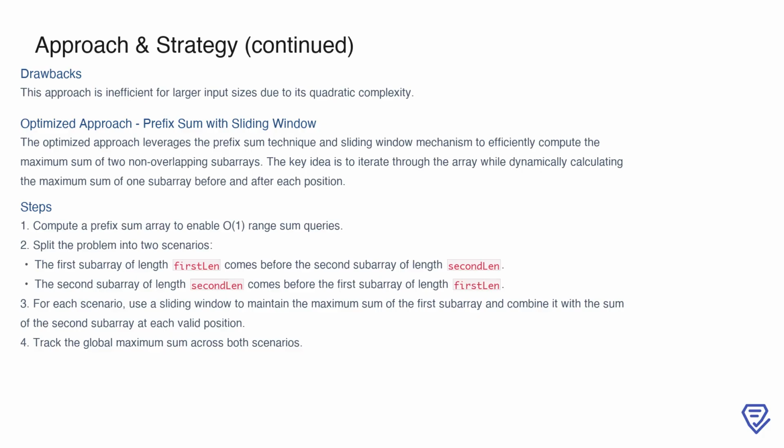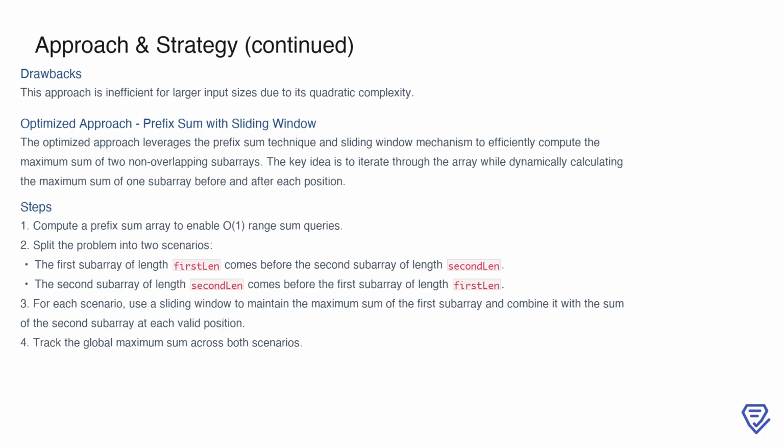From there, we split the problem into two scenarios, one where the first subarray of length firstLen comes before the second subarray of length secondLen, and another where the order is reversed. For each scenario, we use a sliding window to dynamically maintain the maximum sum of the first subarray as we iterate through the array, which we then combine with the sum of the second subarray at each valid position.